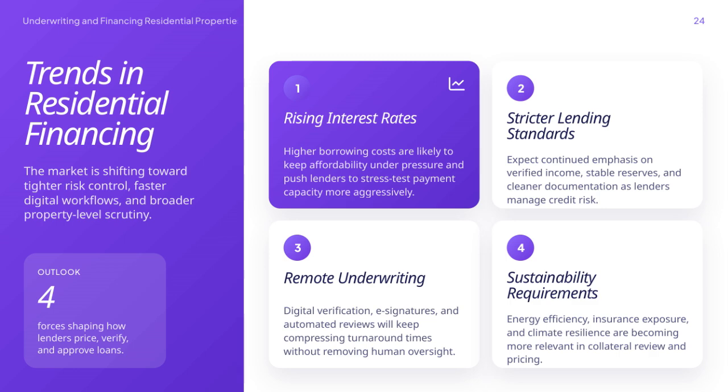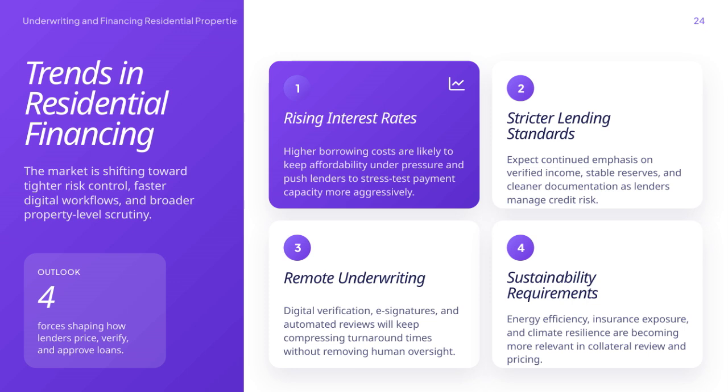Second, we're seeing stricter lending standards. Lenders are increasingly focused on verified income, ensuring stable reserves, and maintaining clean, thorough documentation to manage credit risk effectively. Third, remote underwriting is becoming the norm. Tools like digital verification, e-signatures, and automated reviews speed up decisions while still keeping human oversight in the loop.